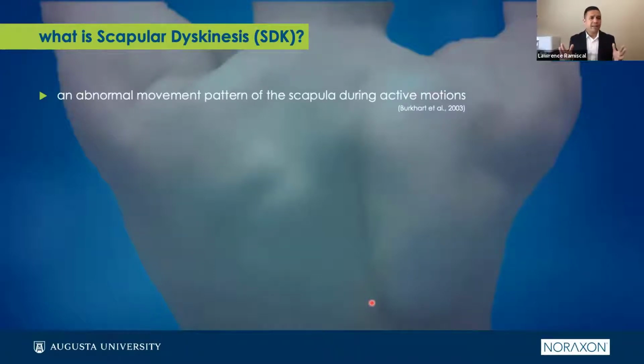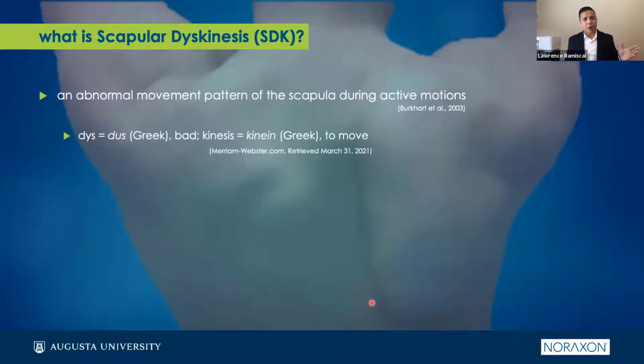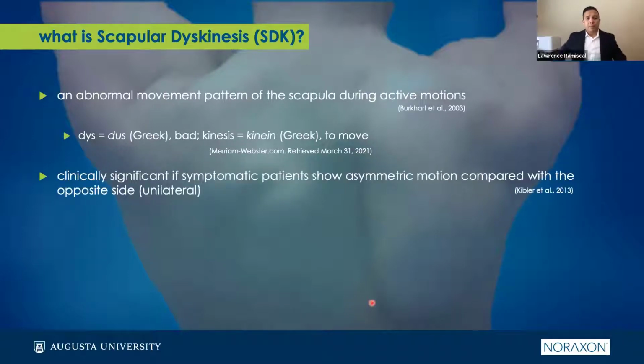By definition, it is an abnormal movement pattern of the scapula during active motions. Based on Burkhart, it is already defined as an abnormal movement of the scapula. According to the Merriam-Webster dictionary, it came from the Greek words dys and kinesis, which means bad movement. So here we call it bad movement of the scapula.